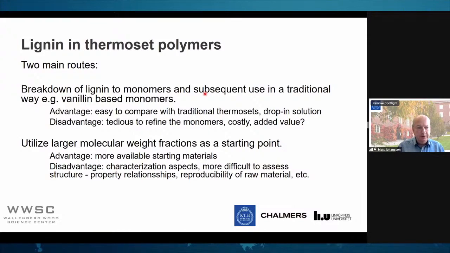An alternative route is to utilize lignin, technical lignin and technical lignin fractions. You don't break it down to monomeric units, but you have a larger entity of some type of lignin pre-polymer. And the advantage here would be that you would have more available starting materials, more readily available, but it's much more complicated to use them. You need a lot of characterization to know what you start with, and it is more difficult to assess the structure property relationship, and we'll see that later on.